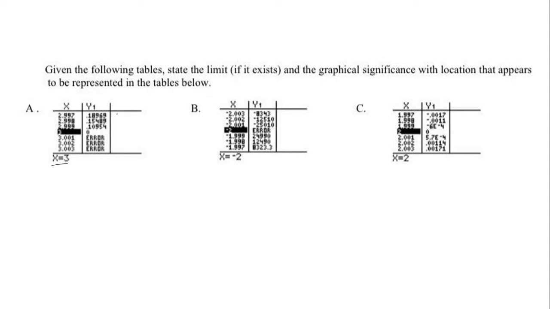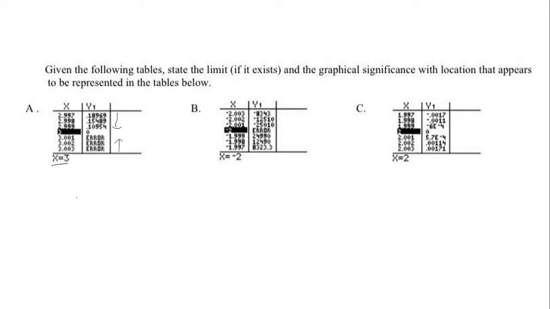From the left, as we're getting closer and closer to x equals 3, the y values are getting smaller and smaller until they reach 0 at x equals 3. So here the left-hand limit will be 0. Now, if we look at the right-hand limit, we notice that we get an error for the y values. And what that means is these x values are not part of the domain.